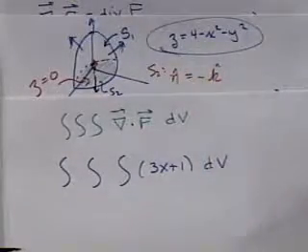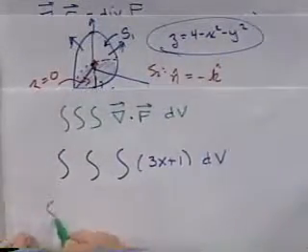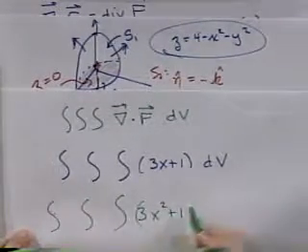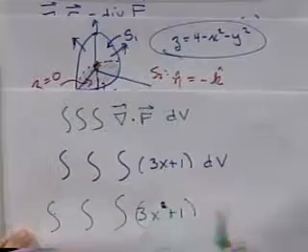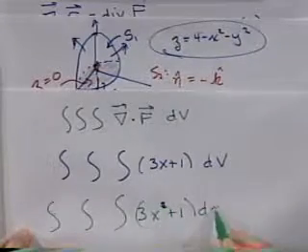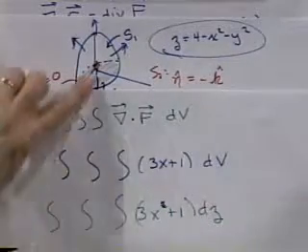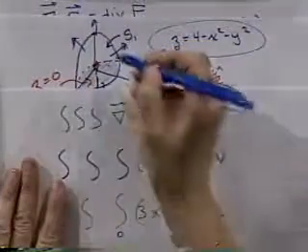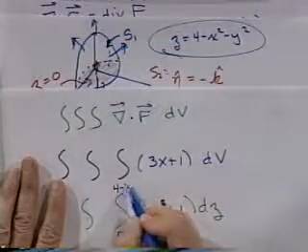If I take an arbitrary point, so I'm going to go 3x plus 1 dz. All right. What's z ranging from? Take an arbitrary z. At the bottom, z is 0. And at the top, what's my z on the paraboloid? It's 4 minus x squared minus y squared.